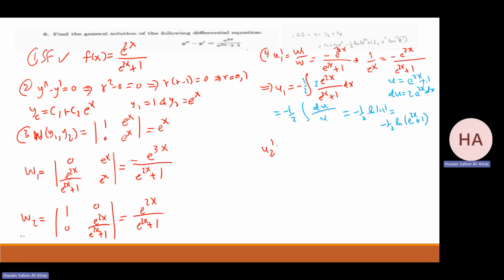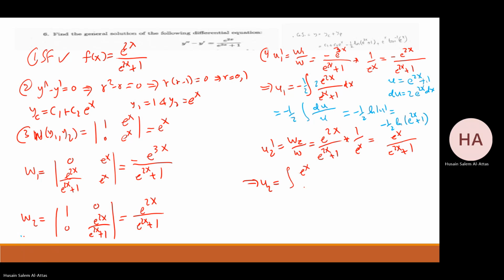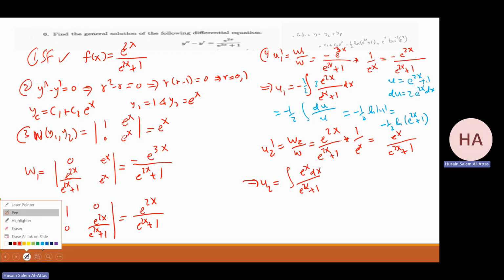Okay, now I need to find u2 prime. u2 prime will be w2 over w. That will be what? e to x over e to x plus 1 times the reciprocal of this. That gives me e to the x over e to x plus 1. So to find my u2, it will be the integral of this.